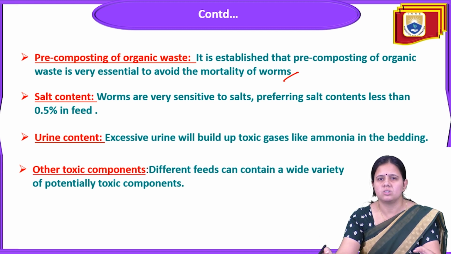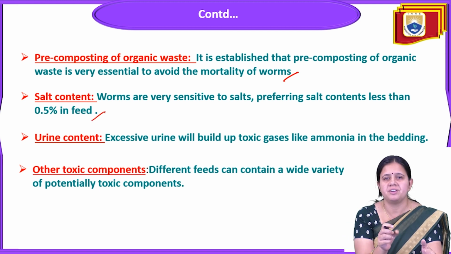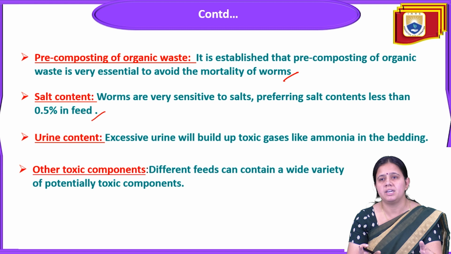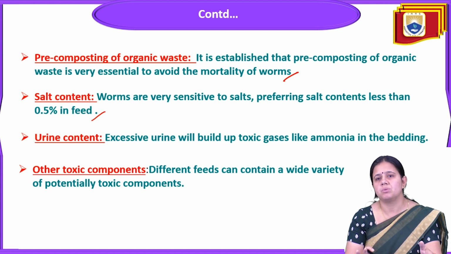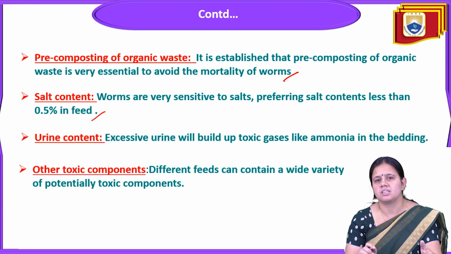And next is the salt content. Worms are very sensitive to salts, so the preferred salt content is less than 0.5% in a feed. Next is the urine content. Excessive urine will build up toxic gases like ammonia in the bedding. Other toxic components are there too. Different feeds can contain a wide variety of potentially toxic components.